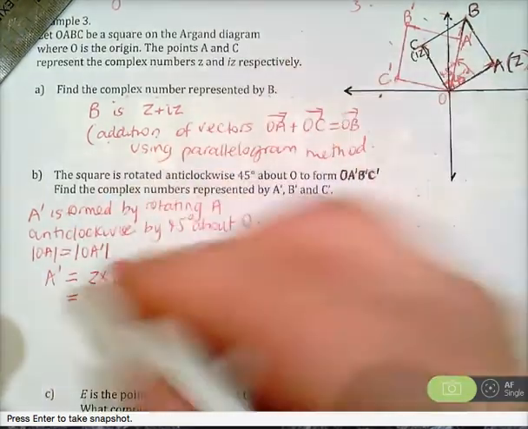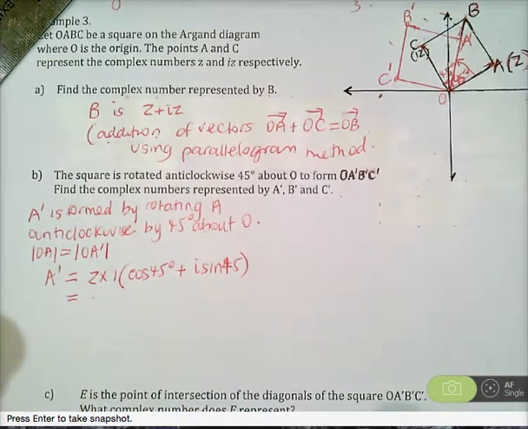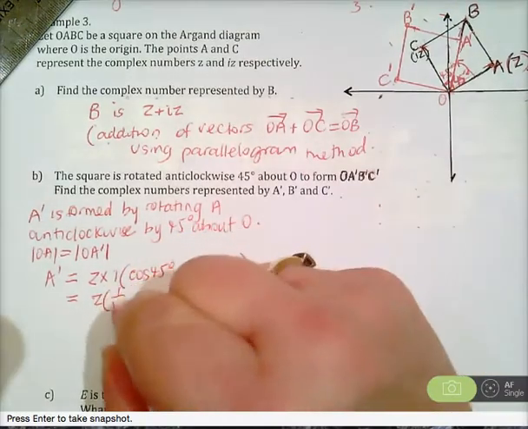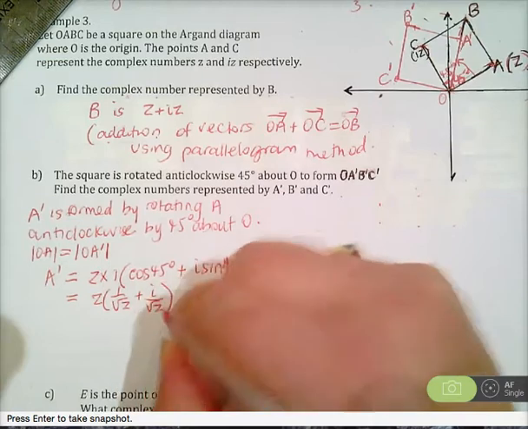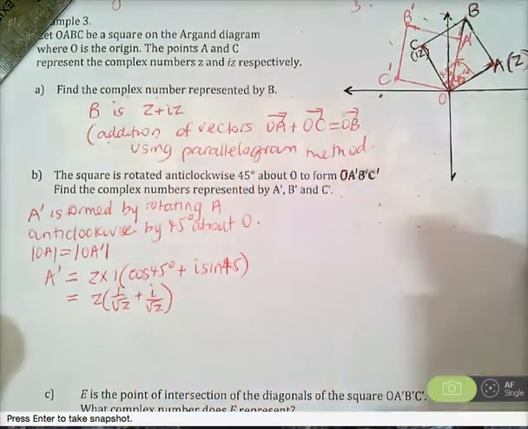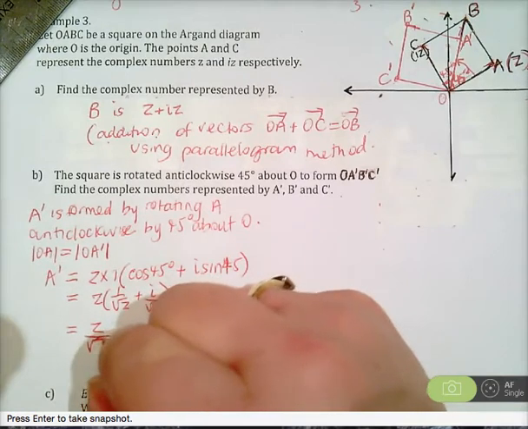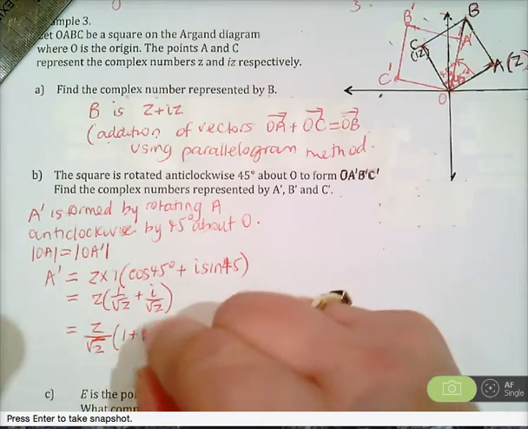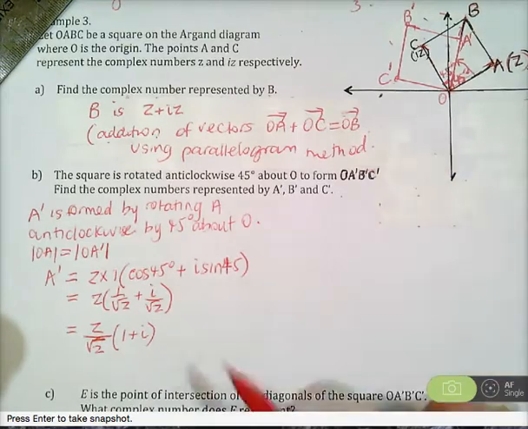So therefore this is going to be Z, cos 45 is 1 on root 2, plus i times 1 on root 2. So the complex number represented by A', I'm just going to put the root 2 out the front because it's common to both of these. So Z on root 2, times 1 plus i. Okay, so that's the complex number represented by A'.